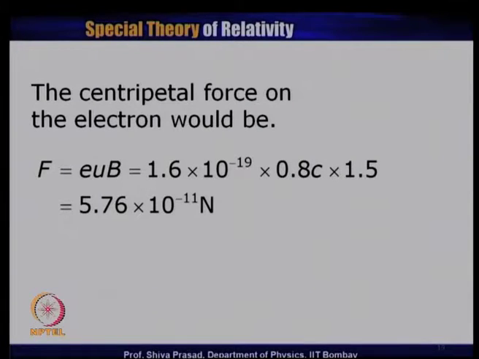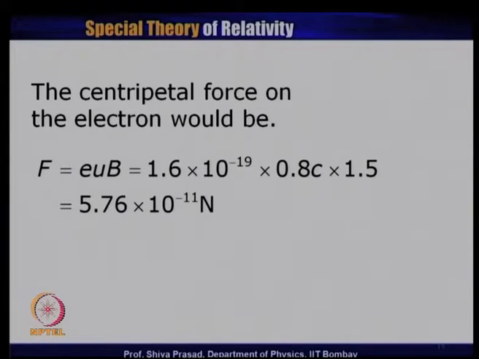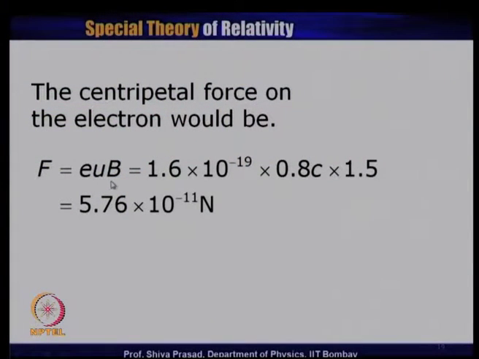The force will be given by q u cross b, as we have just now said, because this is an electron. So, q is equal to the charge on the electron, which is e. Because u and b are perpendicular to each other and this is a cross product, u cross b will just give you u multiplied by b, because the magnitude of u multiplied by the magnitude of b multiplied by sine of the angle between the two, the angle being 90 degrees, gives 1. Therefore, the magnitude of the force will be e u b.